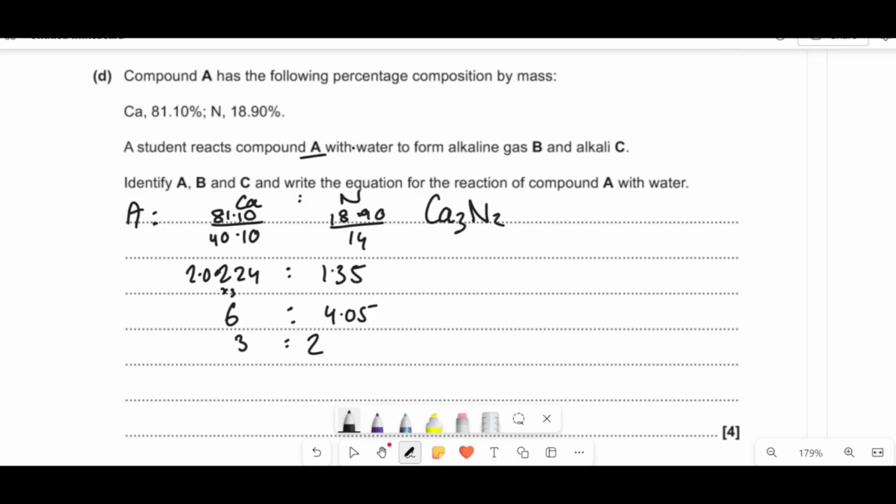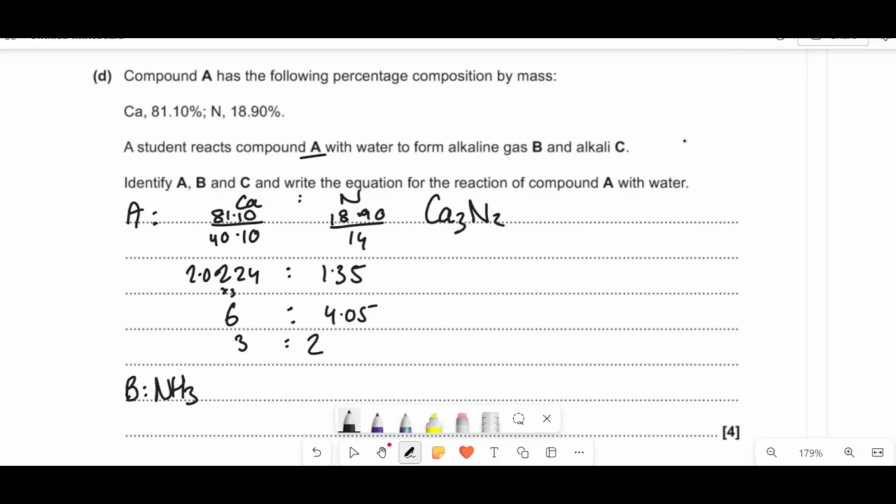Cool. We need to use the clues in the question. This compound A reacts with water to form an alkaline gas B. If it's an alkaline gas, we're going to be testing for it. There's an experiment we do where we add sodium hydroxide, we heat it, and then we test the gas, if that rings a bell, and you get ammonia. So that means B has to be NH3 on that principle.